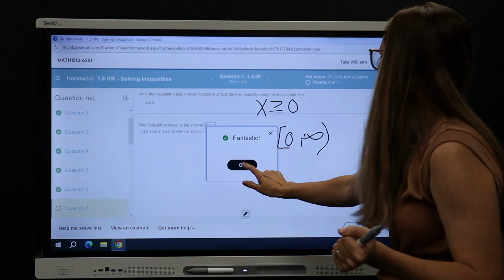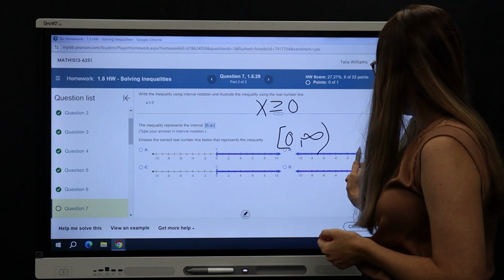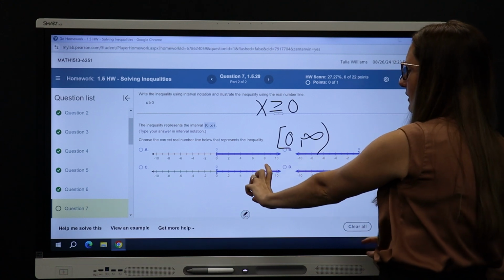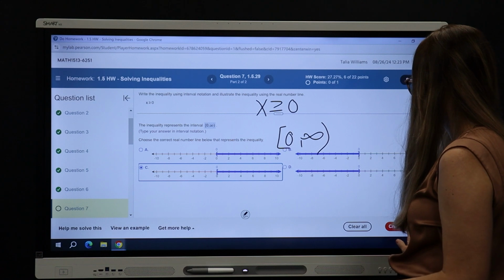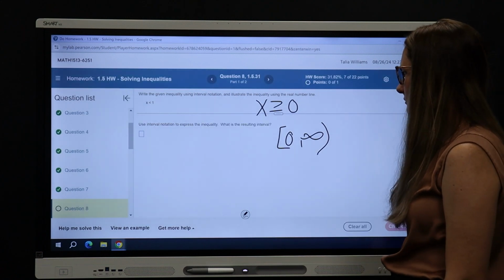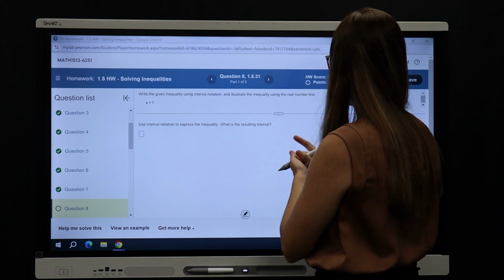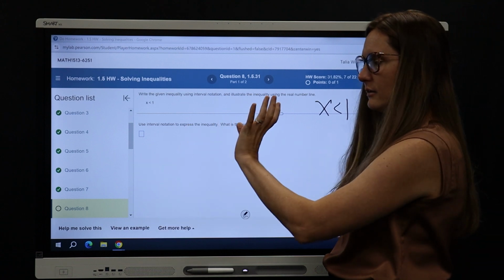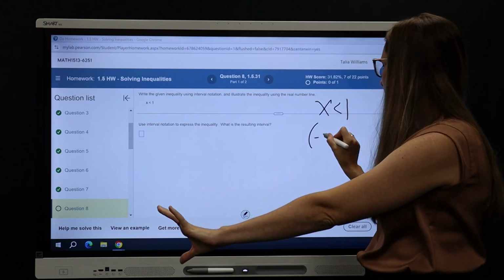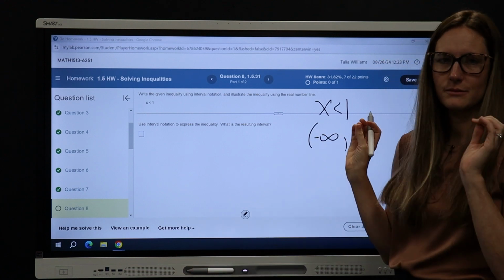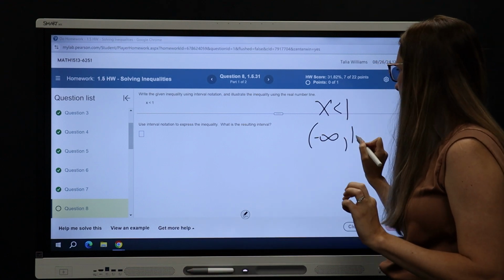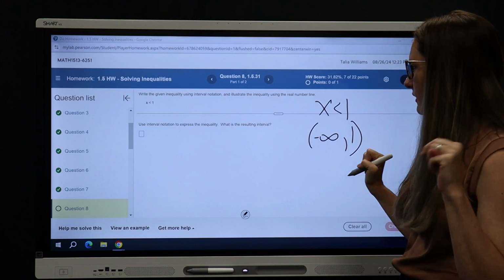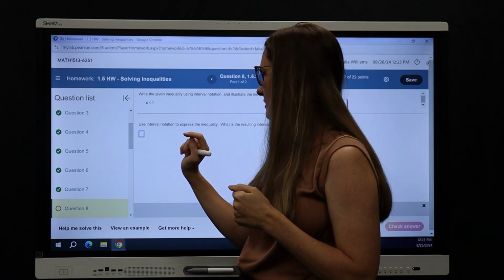Okay. Then we're going to find that graph. Parenthesis, bracket, bracket, parenthesis. So these two have brackets. This one goes to negative infinity. This one goes to positive infinity. X is less than 1. So since it's less than 1, it's going to start at negative infinity. Infinity always has parentheses. And it's going to go to 1. And since this one is not equal to, it's a parenthesis. So negative infinity to 1, all parentheses because it is not equal to.